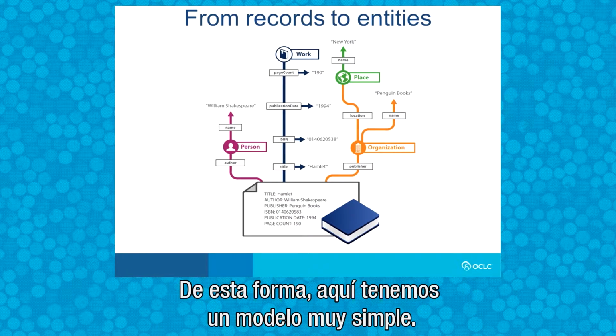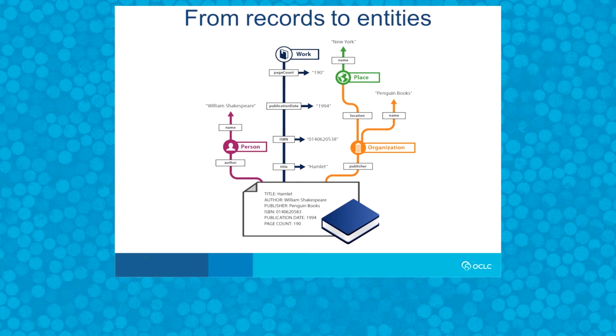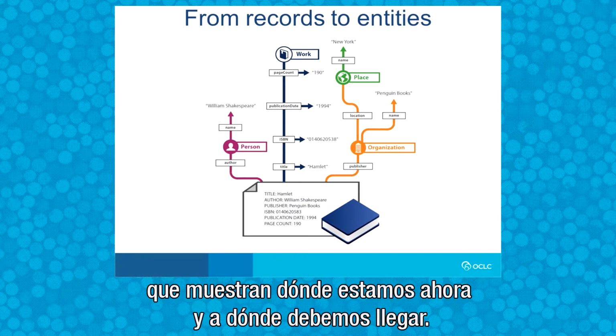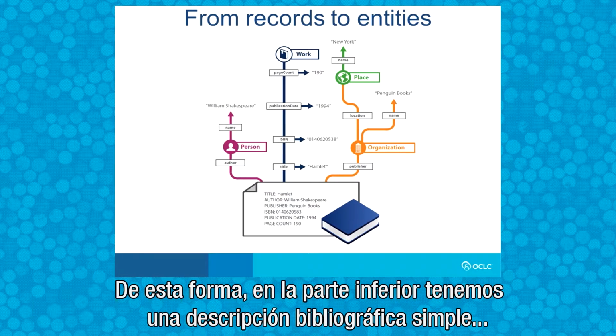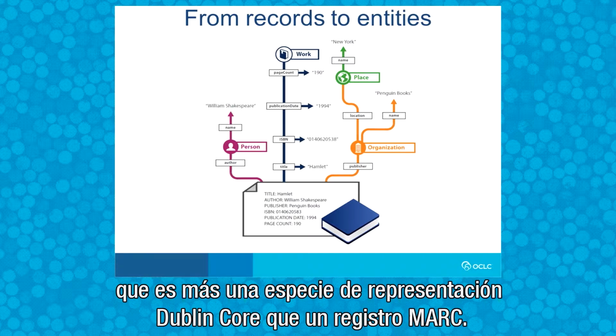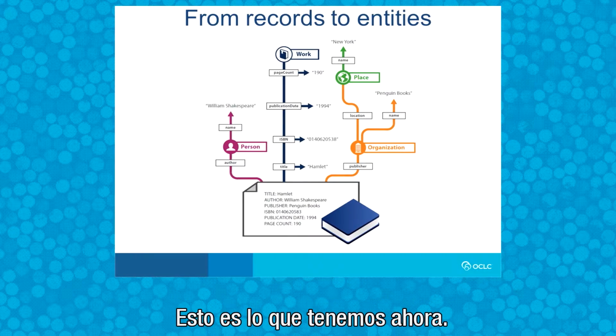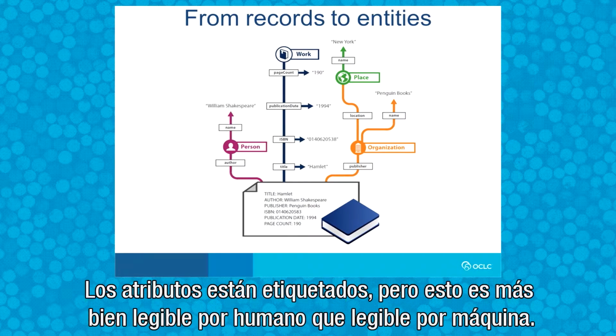And so here's a very superficial mock-up, and we'll talk about some real MARC records in the next couple of slides. But it shows where we are now and where we need to be. So at the bottom, we have a simple bibliographic description. It's kind of more like a Dublin Core presentation than a MARC record, but we all know how to map to MARC from something like this. And so that's what we have now. The attributes are labeled, but mostly it's human readable rather than machine readable.